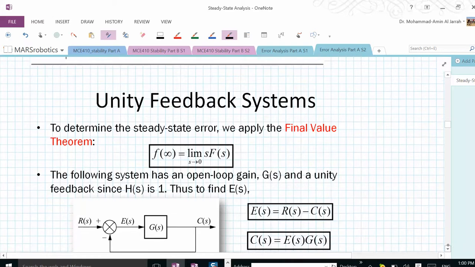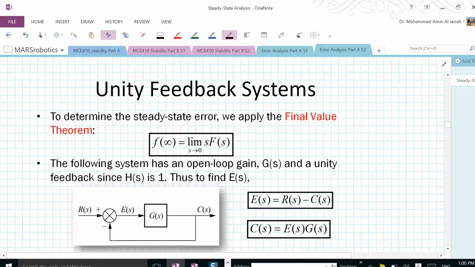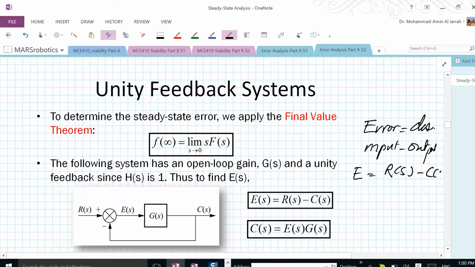Unity feedback system. Here we are talking about the system that we want to use for defining the error. Remember, what is the error? Error equals desired input minus output. From this diagram, this is R of s minus C of s, or E equals R of s times 1 minus C of s over R of s.